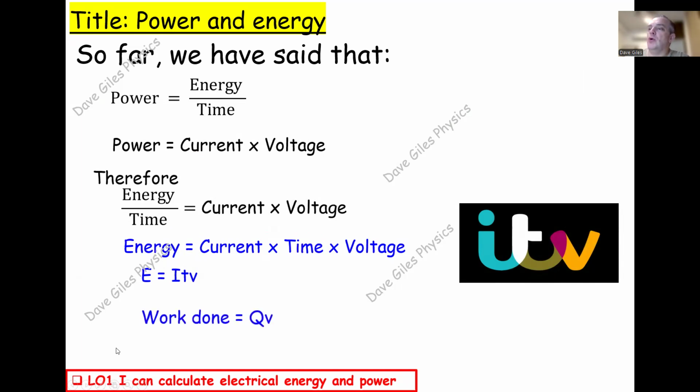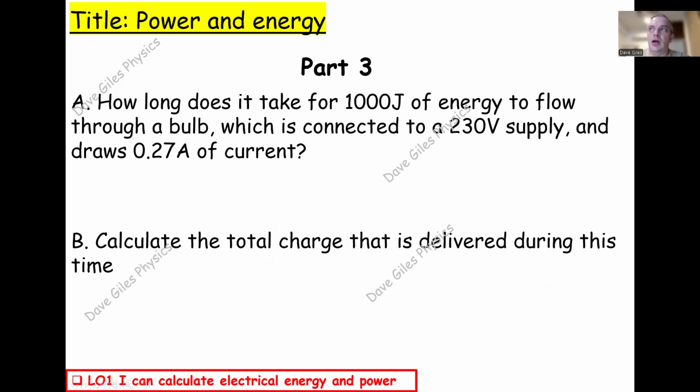We also need to know that work done is QV. Energy is charge times voltage. So Q is charge measured in coulombs. V is voltage measured in volts. Again, a couple of questions for you to have a go at.